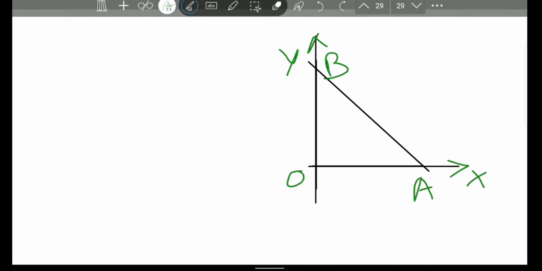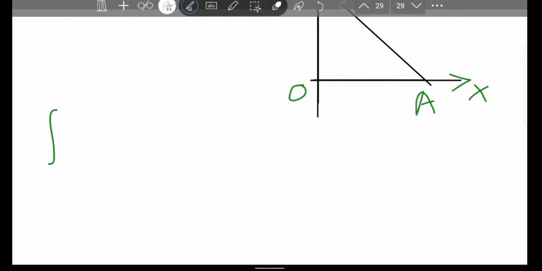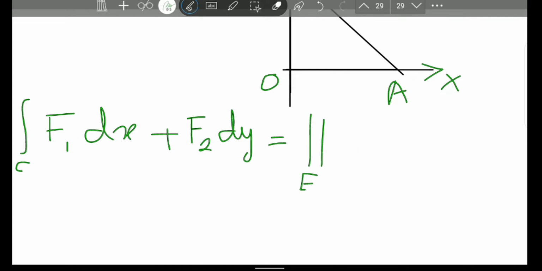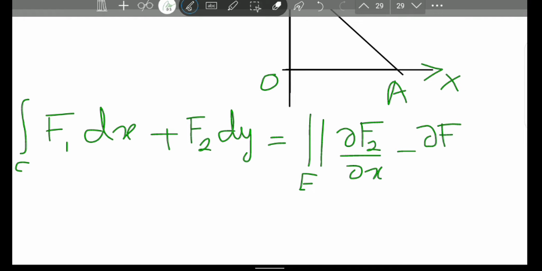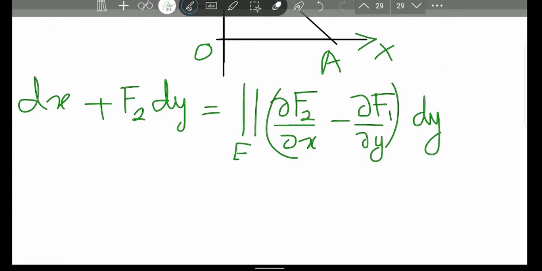Let's write the exact formula for Green's theorem that we want to verify. The formula is: integral over closed curve f1 dx plus f2 dy equal to integral over region del f2 del x minus del f1 del y dx dy or dy dx. That depends on preference. We prefer dy dx.